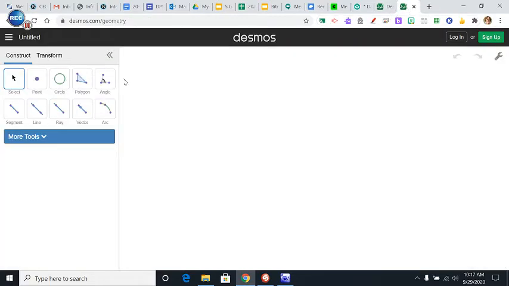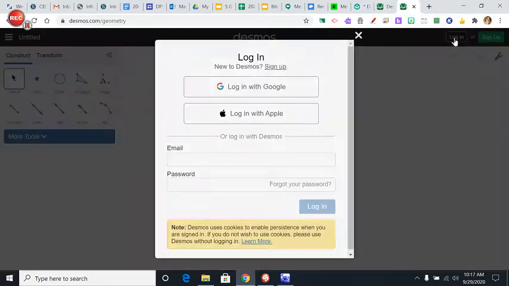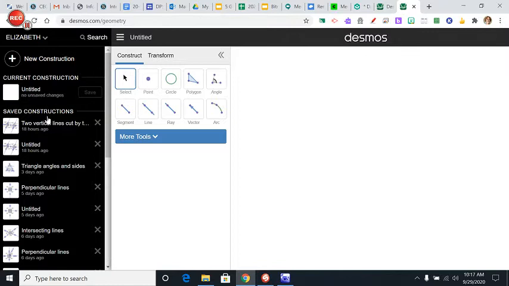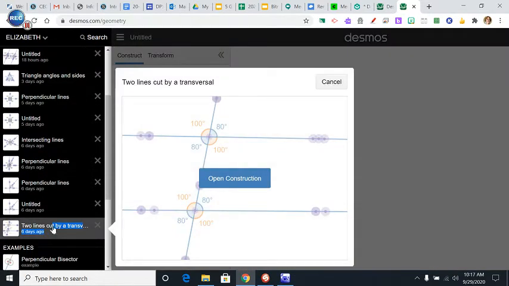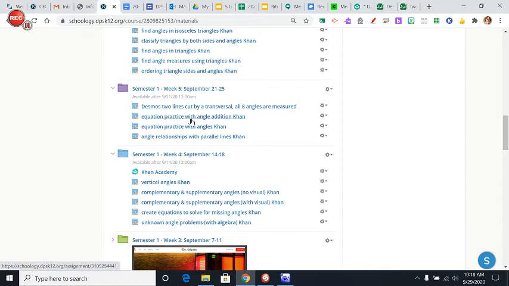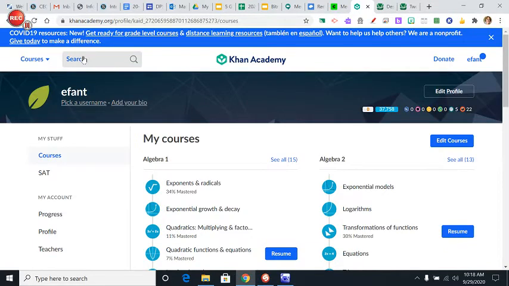So I'm going to log in on Desmos. And I'm going to go to my saved constructions and look at my 2 vertical lines cut by a transversal. Now I've got a few of these. You probably have one where the 2 lines are horizontal. And if you look at those 2, you can color coordinate which ones are the same. And then let's say you're looking at the Khan assignment equation practice with angles. Let's look at that one.